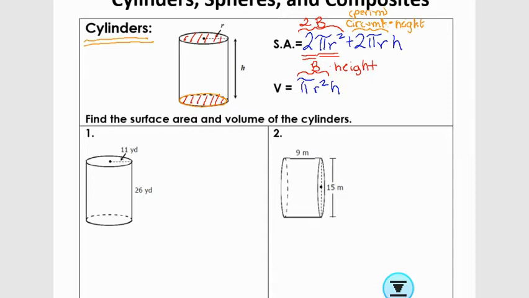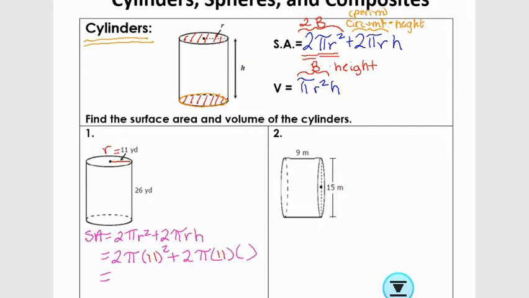Okay, in this first example, it wants the surface area and volume. Surface area, using our formula, is 2 pi r squared plus 2 pi rh. And I like to write my formulas out before I plug into them. So that's going to be 2 pi times my radius squared plus 2 pi times my radius times height. When I go find my radius, there it is in my picture. The radius is 11, so I'll drop that in both places that I need my radius. And the height is 26, so I'll plug that in where I need the height.